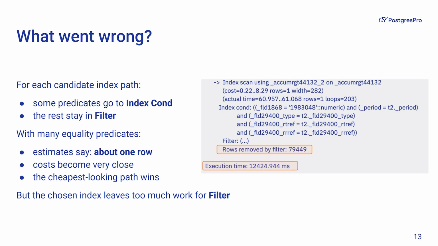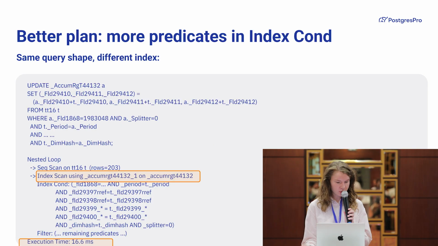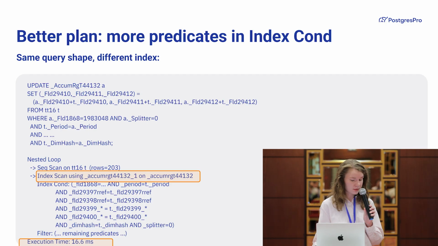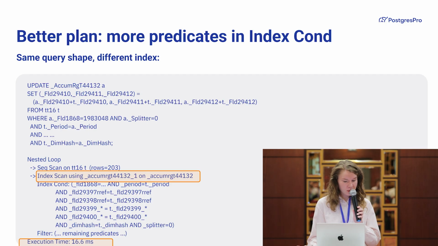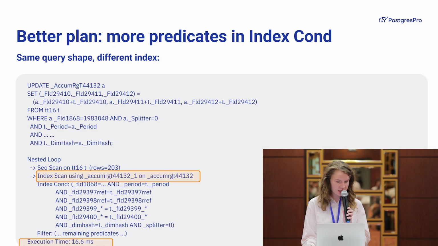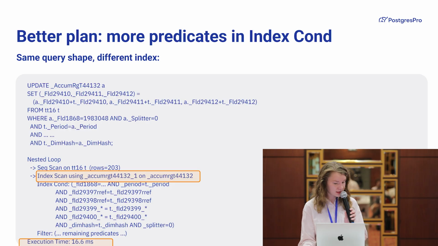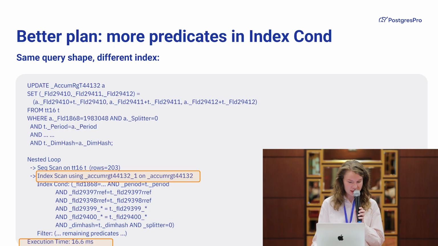And this is why we get many rows removed after the index scan. Here we keep the same query shape, but we choose another index. The important difference is in the index condition. This index can use many more predicates directly during the index access.